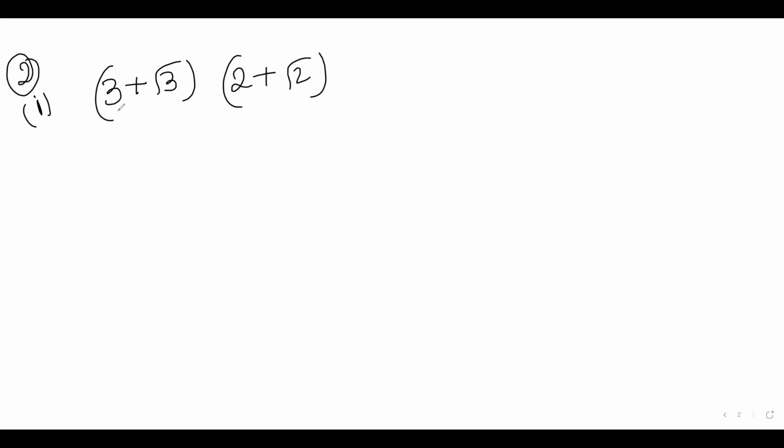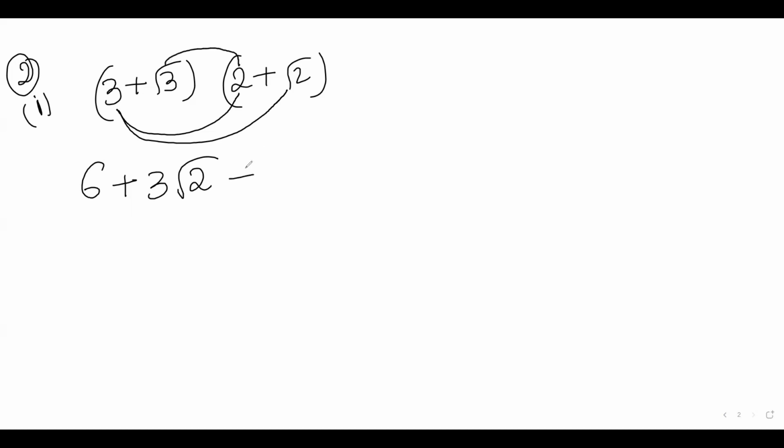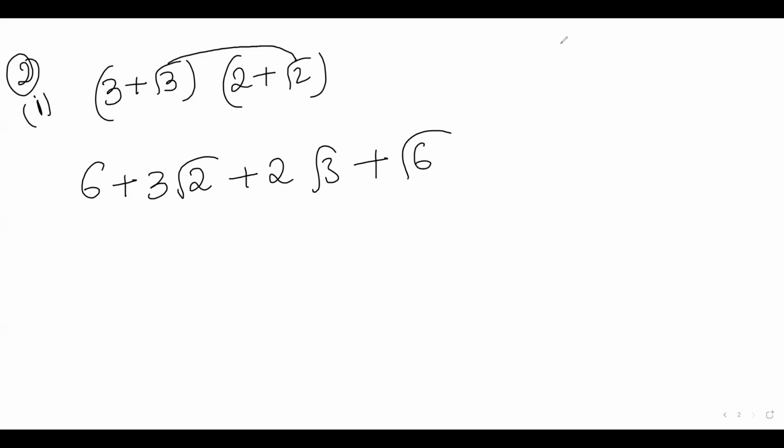In that case, you can just multiply and simplify. Let us start multiplication. 3 2s are 6. 3 into root 2, 3 root 2. Root 3 into 2, 2 root 3. Root 3 into root 2, root 6.